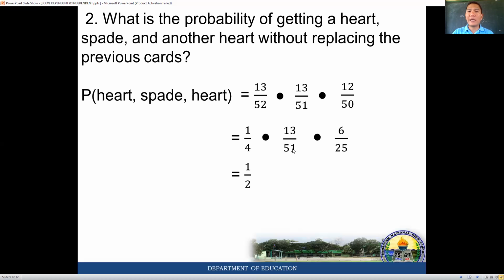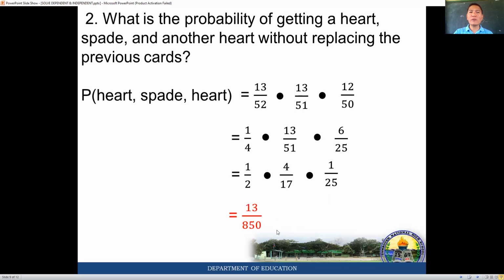Tapos 51 divided by 3 sa denominator, yung 51 divided by 3 is 17. So this will become 13 over 17. Okay? So 13 over 17. 13 ito. Then ito magiging 1 times 1 over 25. So 1 times 13 times 1 is 13. And 2 times 17 times 25 is 850. So that is 13 over 850. Okay. So the probability of getting a heart, spade, and another heart is 13 over 850.